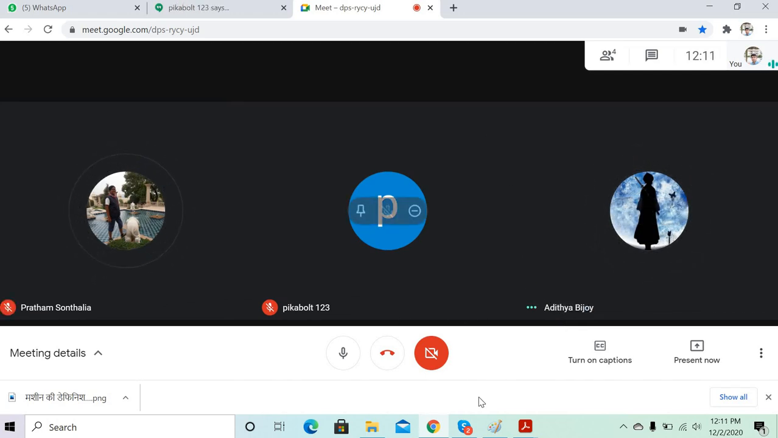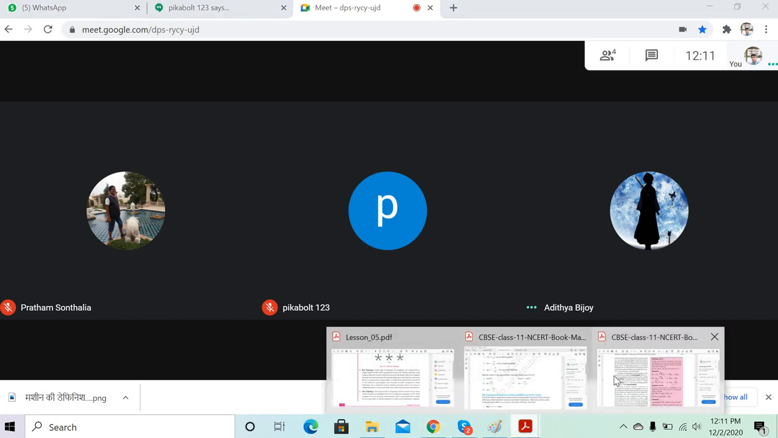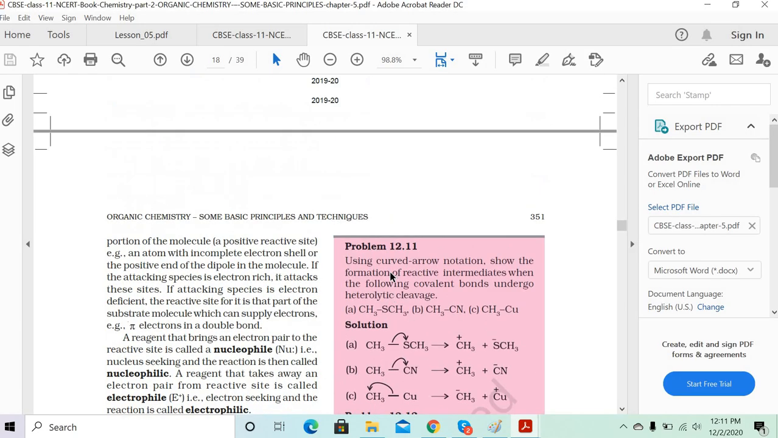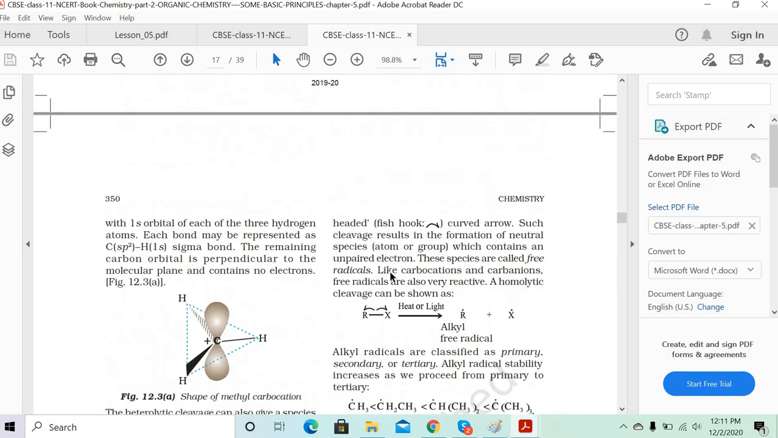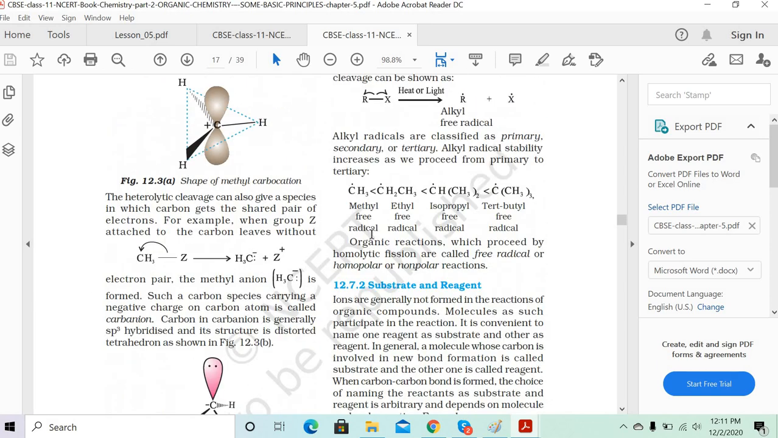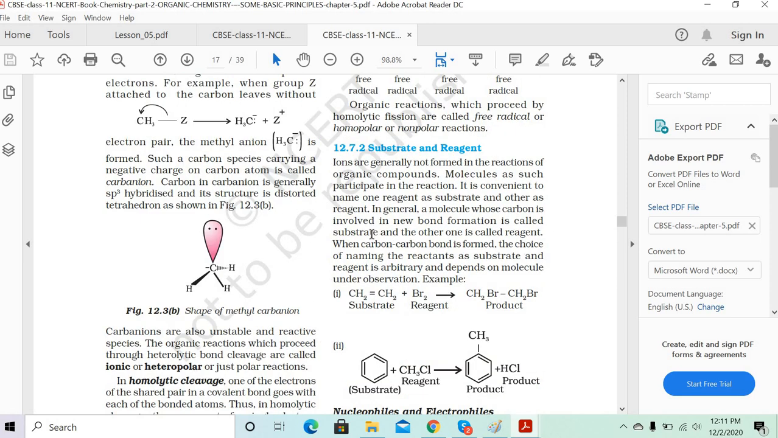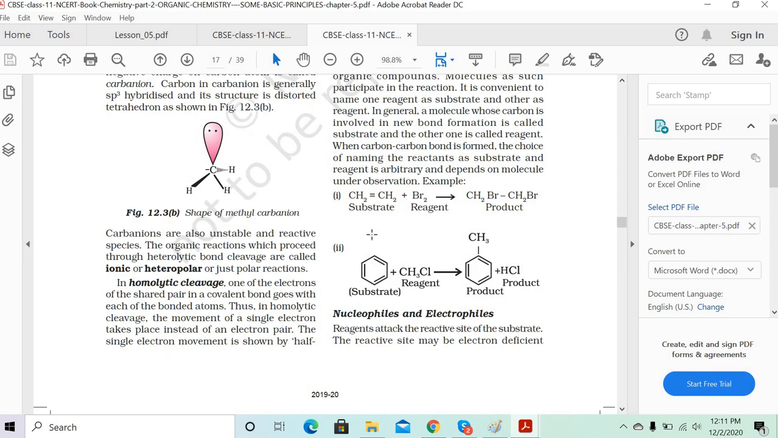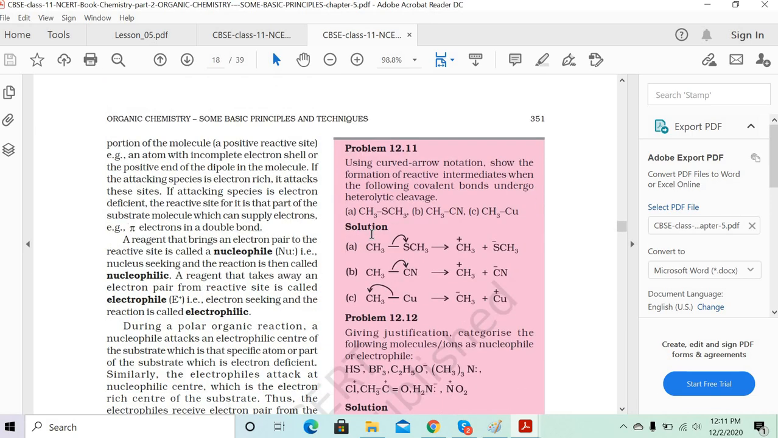Hi Vijay, how are you? I'm good, sir. Excellent. So where were we for you? We were doing chemistry, right? Yeah, we're in chemistry. Organic. Any questions? Any doubt till now? I think we finished till the homolytic cleavage, right? Yeah, we have to do nucleophiles and electrophiles. Substrate and reagent also. Okay, nucleophiles and electrophiles. We need to start with this. Fine, no problem.